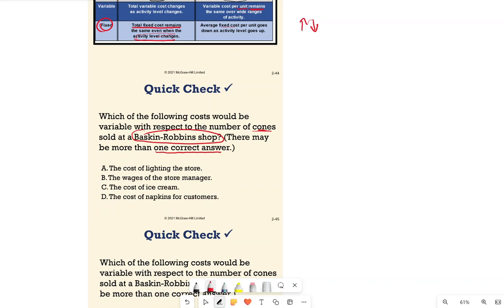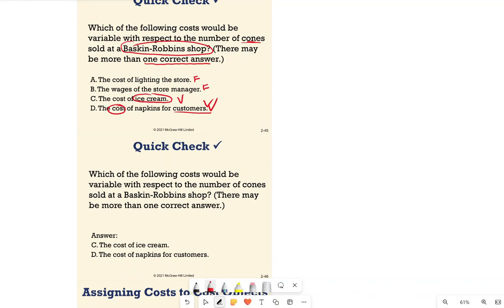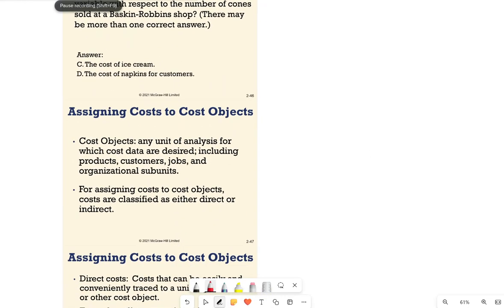The cost of lighting the store will be fixed. The wages of the store managers will be fixed because they don't change. The cost of ice cream does change because it depends on how many ice creams we sell, and the cost of napkins for customers is also going to be variable. So these two are my variable costs, whereas the cost of lighting the store and the manager wages are fixed.